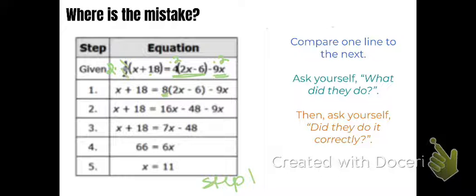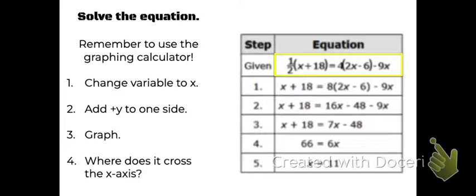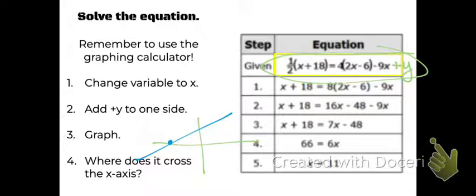All right, now let's solve it. Again, change the variable to x. It's already x, so all we need to do is add a plus y to one side, and then we graph it. And for this one, when you graph it, we're going to get something like this. And we see that the point where it intersects is -22, 0. So when that y that we added to one side of our equation is 0, x is -22. So the answer is x is -22.